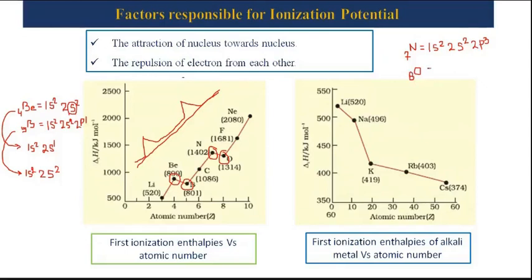So I'm trying to write the electronic configuration for oxygen. So it will be 1s2, 2s2, 4 हो गए, and in p there will be electrons and the number of electrons will be 4. Clear है? यही तो होगा.